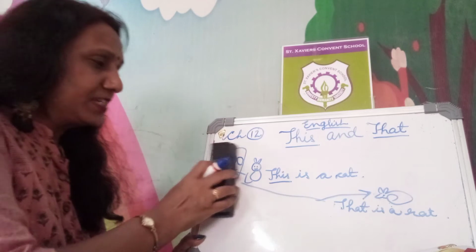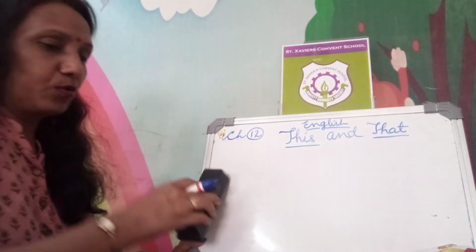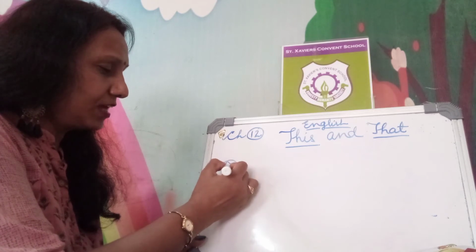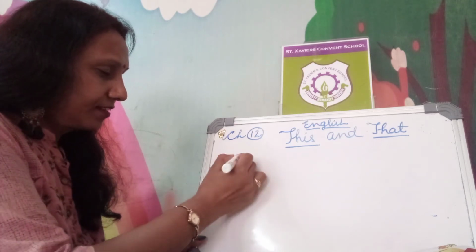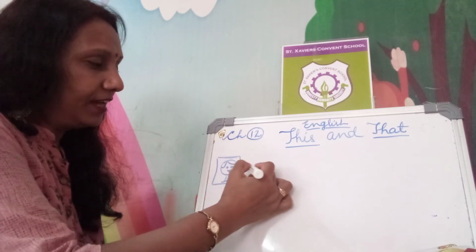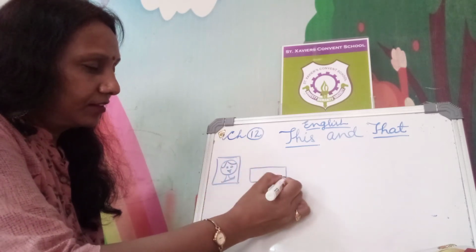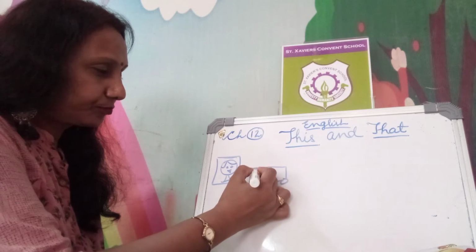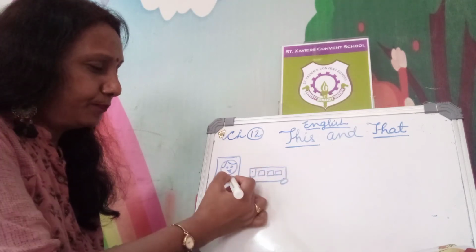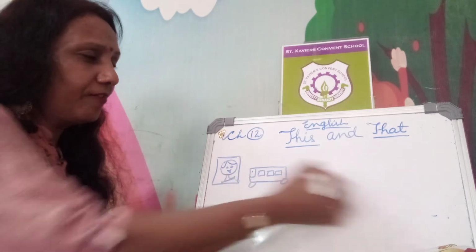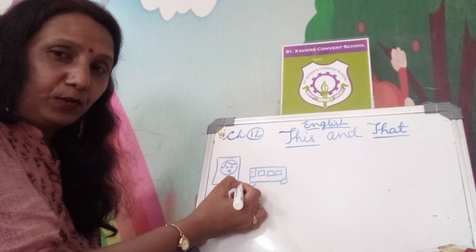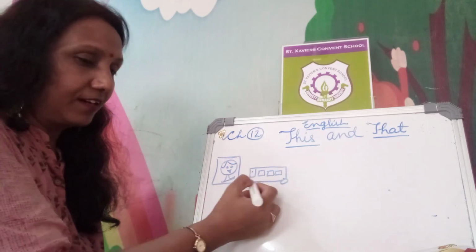Now the next picture, one more example I'll show you. This is a boy. You can see the boy is here, looking, and there is a bus. So is the bus near to the boy or far from the boy? Near, बिल्कुल पास. So that is near.